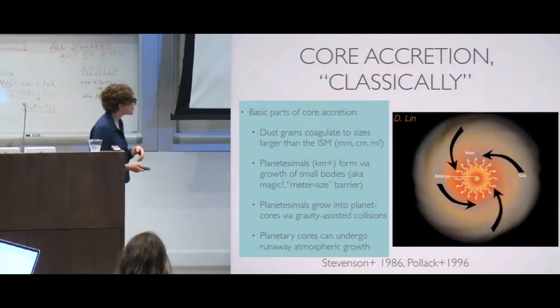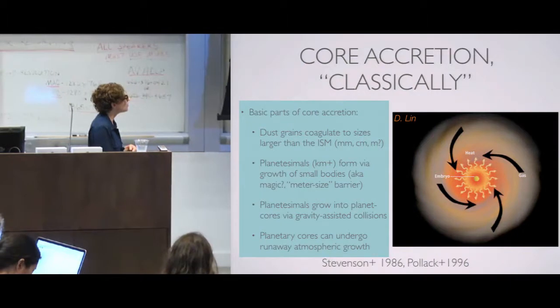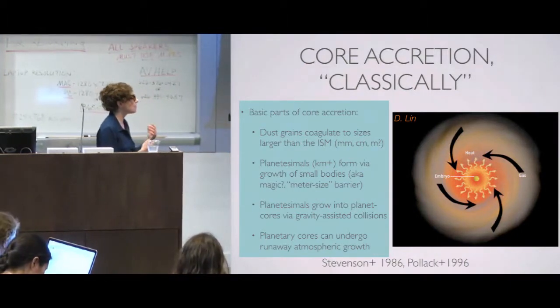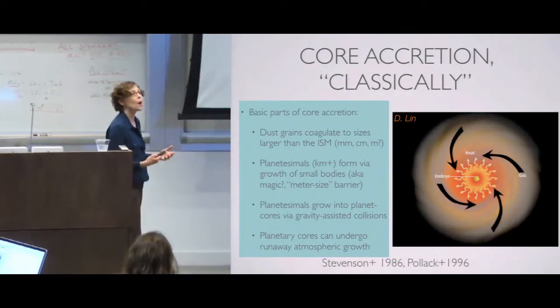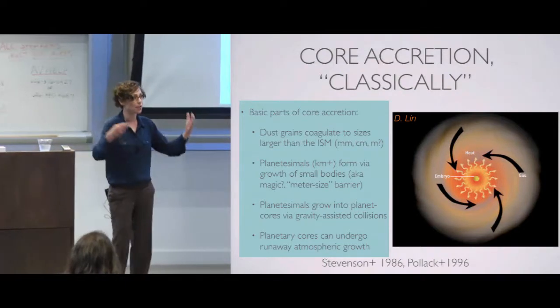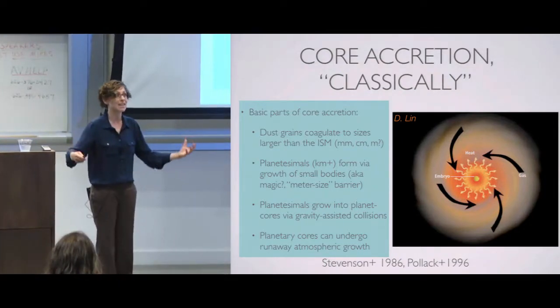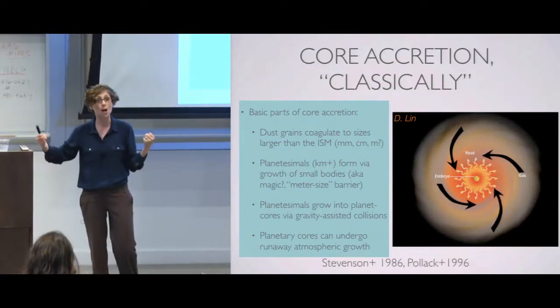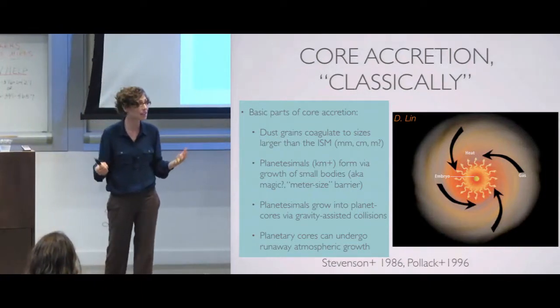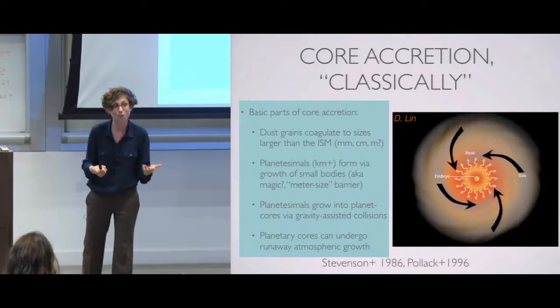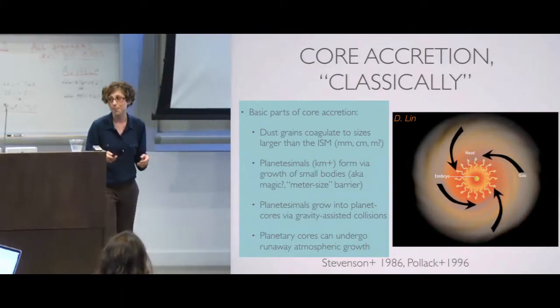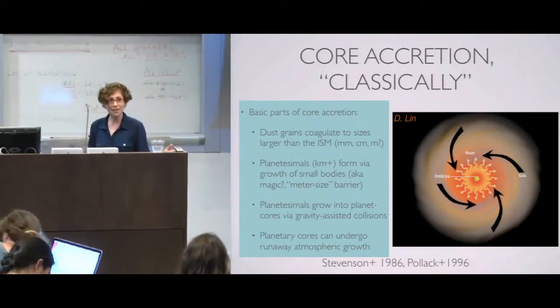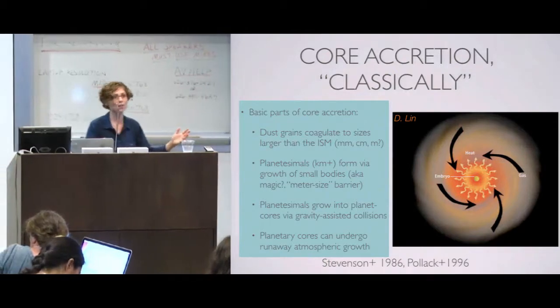And the final step in the classic model is that some of these planetary cores, if they get big enough, can undergo runaway atmospheric growth, where they have a sufficient amount of mass that they can actually attract in that hydrogen and helium from the background protoplanetary disk and grow into things like Saturns or Jupiters. So that's the classic core accretion model.